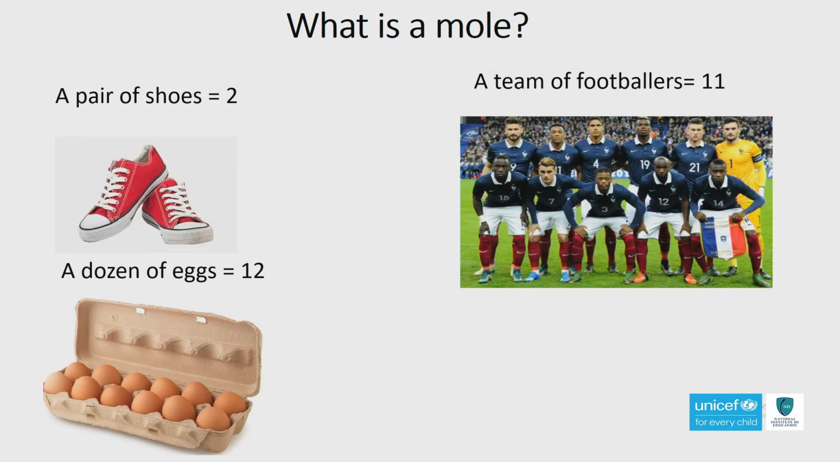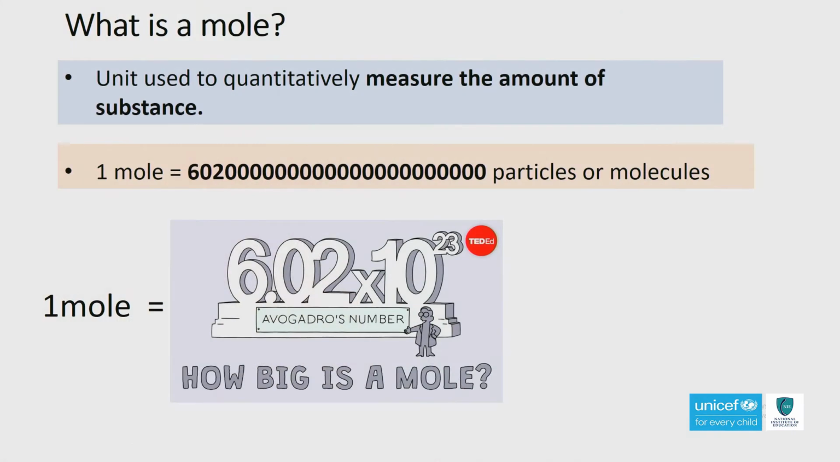Now, what do we mean by mole? A mole means a specific number of particles, like a pair of shoes, a dozen of eggs, or a team of football players. And it is 6.02 x 10^23 things. In chemistry, we call them particles. So, in 1 mole, we are talking about 6.02 x 10^23 particles, and mole is the unit that is used to measure the amount of substance that is present.